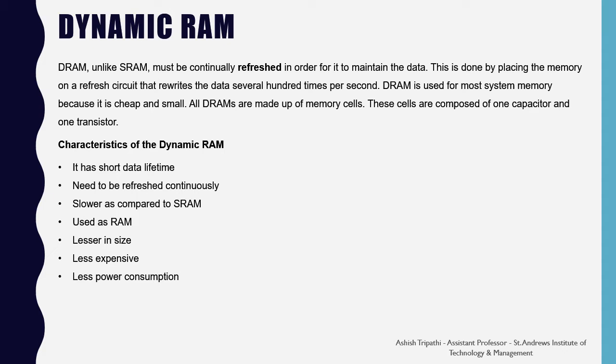These cells are composed of one capacitor and one transistor. Some of the characteristics of dynamic RAM are: it has a short data lifetime in comparison to static RAM. It needs to be refreshed continuously because it has a capacitor in it. It is slower as compared to SRAM, so it can't be used as a cache memory. It can be used only as a RAM.